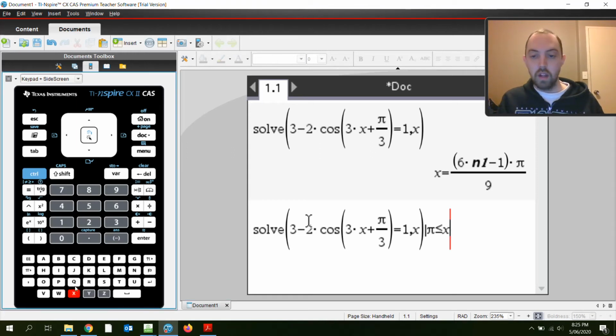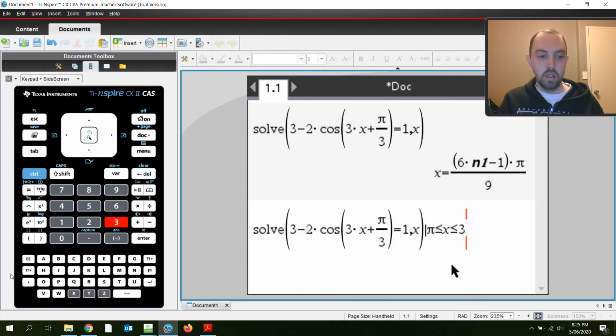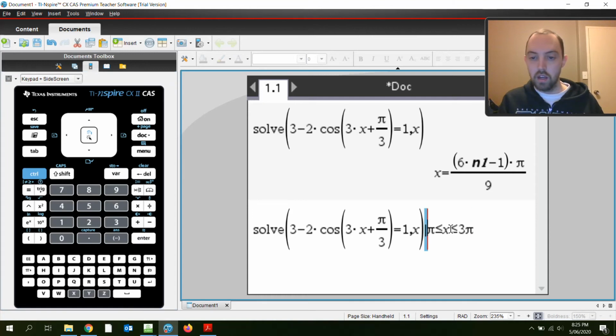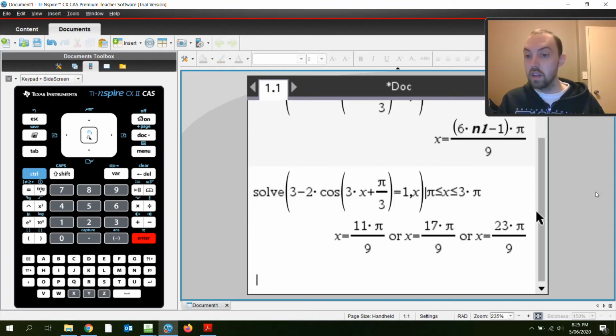And then x, 3 pi. Okay, so straight line up means that for these values of, or between these values of x, I'm trying to solve this function. It gives me a much different answer. So x is equal to 11 pi on 9, 17 pi on 9, and 23 pi on 9.